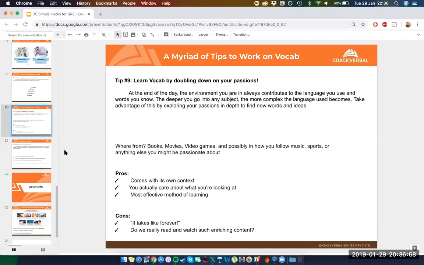Now, lastly, a final tip about vocab. We have given you a lot of tips about vocab because we understand how it is such a central part of how you need to get better at the GRE. At the end of the day, the environment that you're in always contributes to the language that you know and the words that you know. If you spend a lot of time around people speaking English, or watching English TV shows or movies, or just speaking with your friends in English, you'll get accustomed to using more words simply because you will come across a variety of situations where you need to use those words.